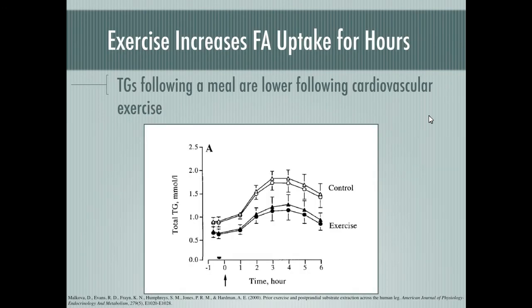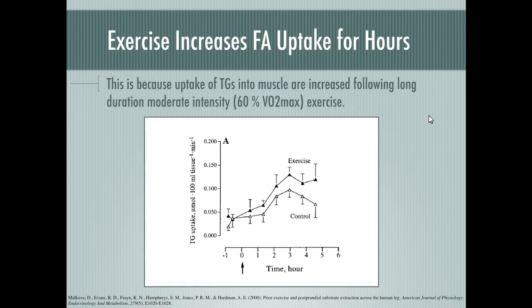Another way exercise impacts fat metabolism is its effect following an actual meal. So what we're seeing here is that triglycerides, for example, when you eat a higher fat meal, rise in the blood. If you look at the exercise compared to the control, triglycerides are lower following the exercise session than the control. We think this is because the clearance or uptake of triglycerides into muscle is increased following long duration, moderate intensity exercise. So you can see triglyceride uptake following exercise compared to the control is much greater.